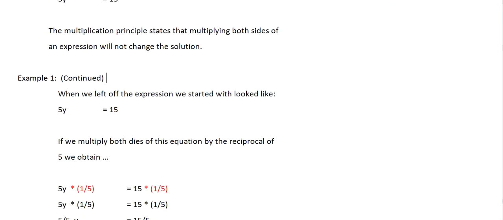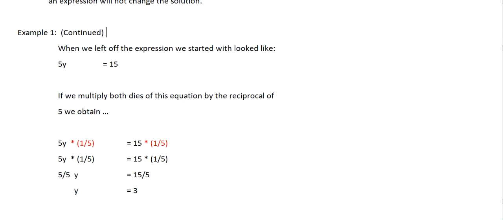Okay. So when we left off, we had 5y equals 15. Now I'm going to multiply both sides of this equation by the reciprocal of 5. Okay, so we obtain 5y times 1/5 equals 15 times 1/5.